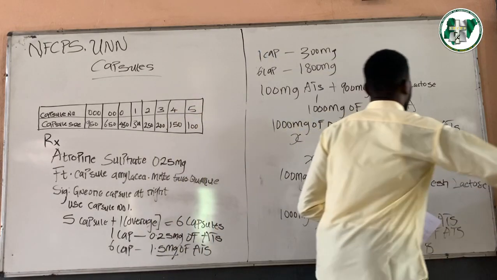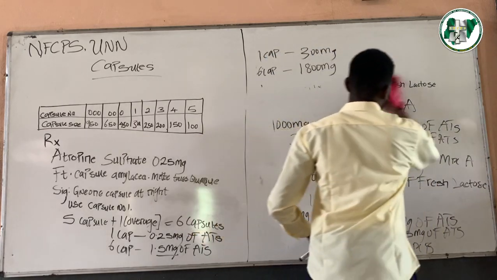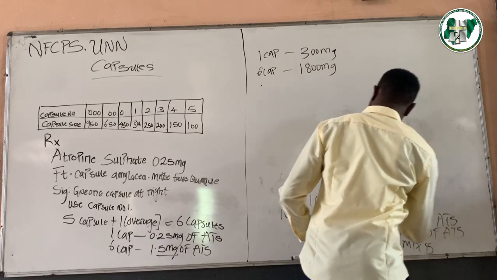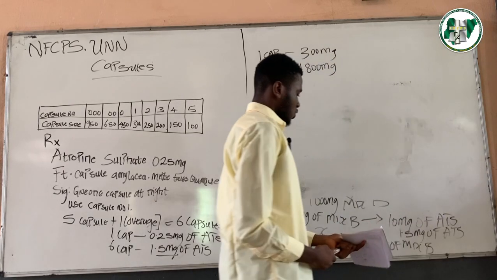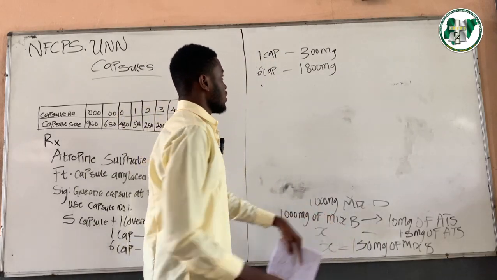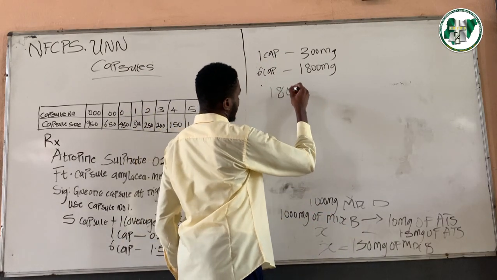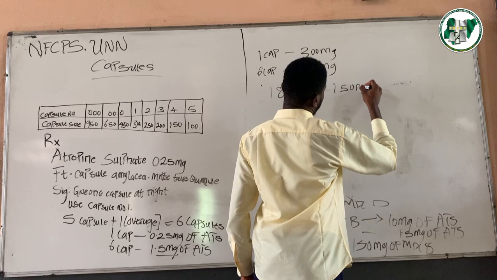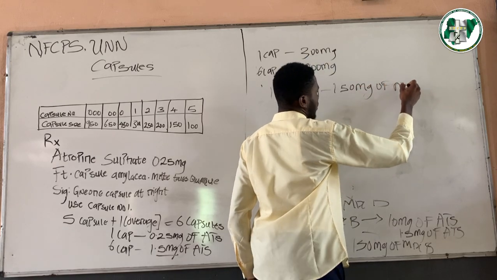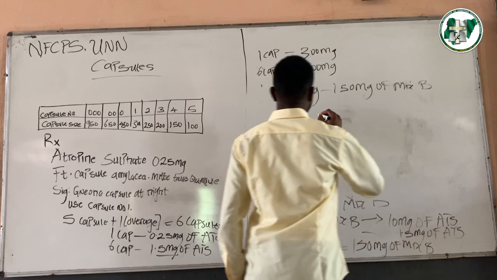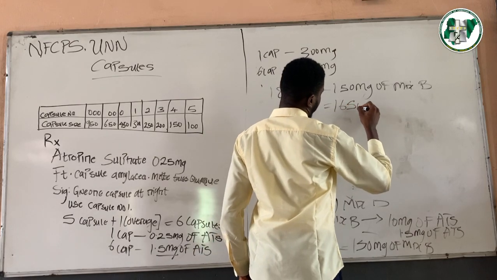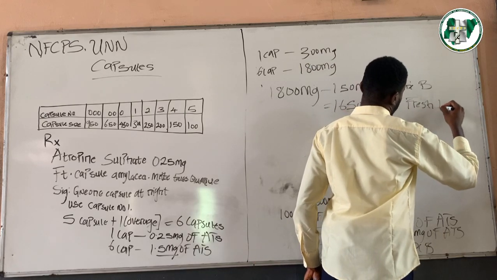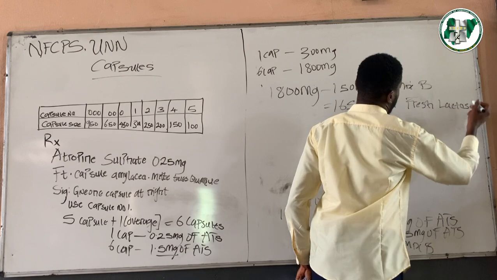So what we do, if you don't mind, let me clean here. We try to get the difference between the 150 milligram of this mixture B we've gotten and the 1800. So we say 1800 milligram minus 150 milligram of mixture B. The difference is 1650 milligram of fresh lactose or whatever diluent you are given in the lab.